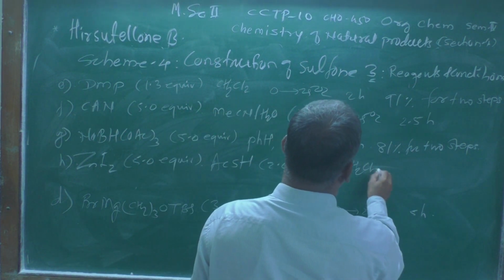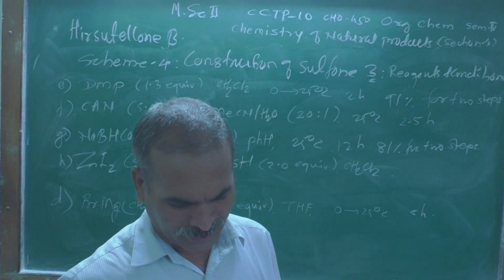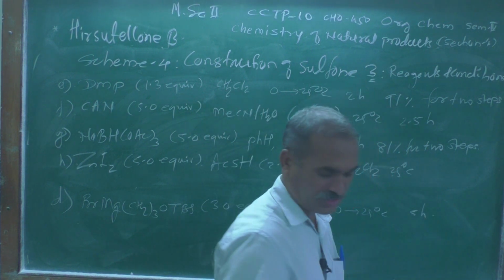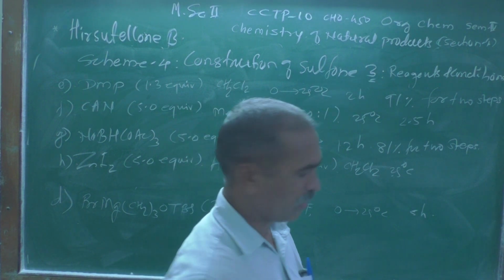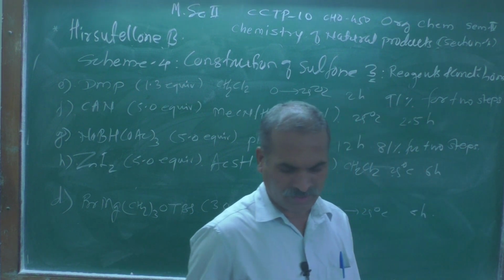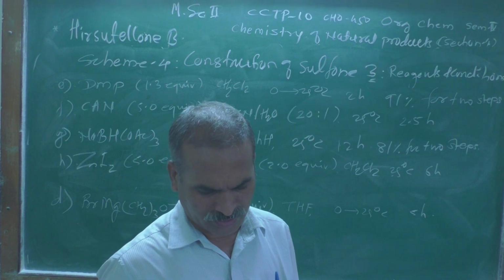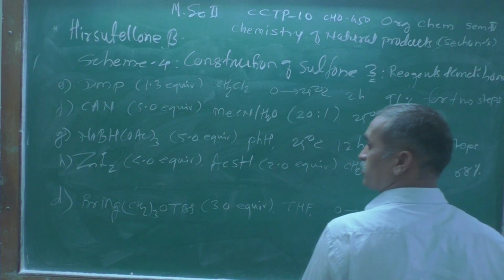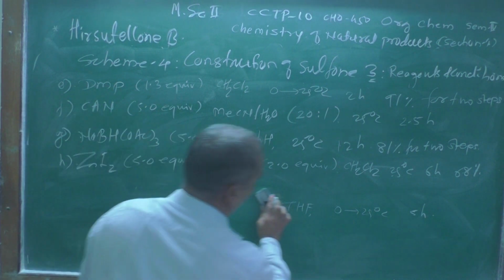CH2Cl2, dichloromethane, and the temperature is kept 25 degrees centigrade, and the reaction was kept for 6 hours, and they got 68% yield. Overall 68% yield is obtained during this reaction.